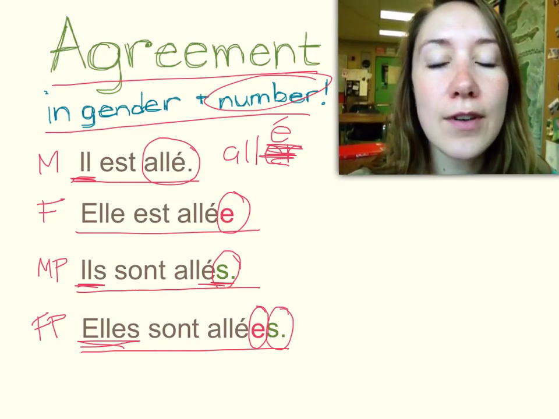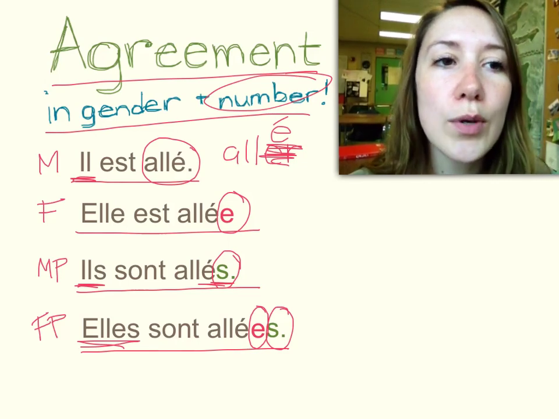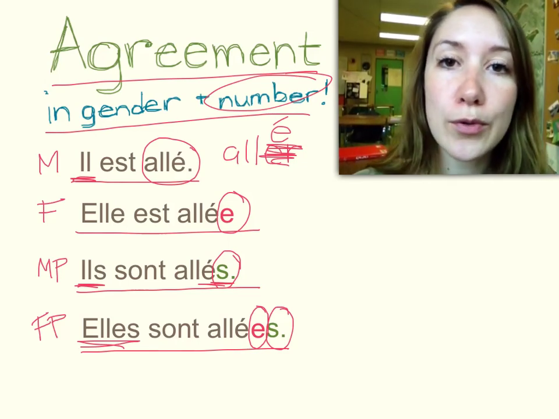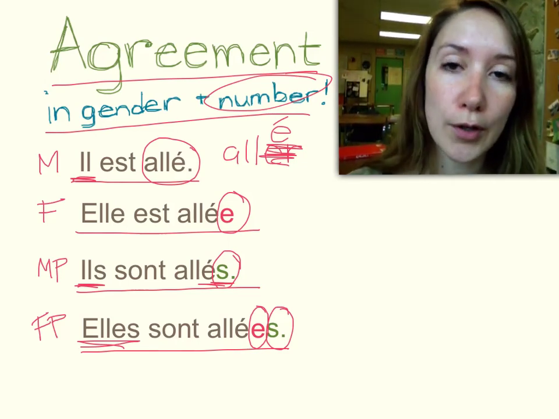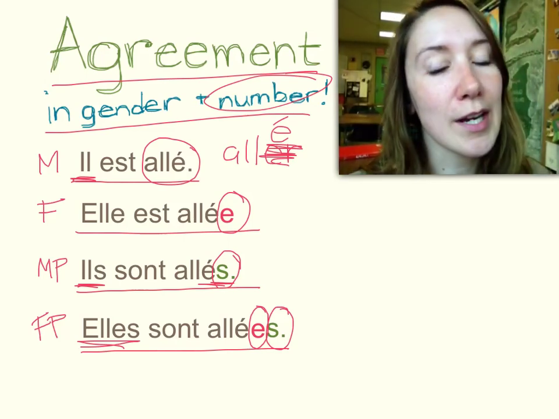So hopefully today's video has helped you to understand how we use passé composé with être for verbs in past tense when we're talking about coming and going.